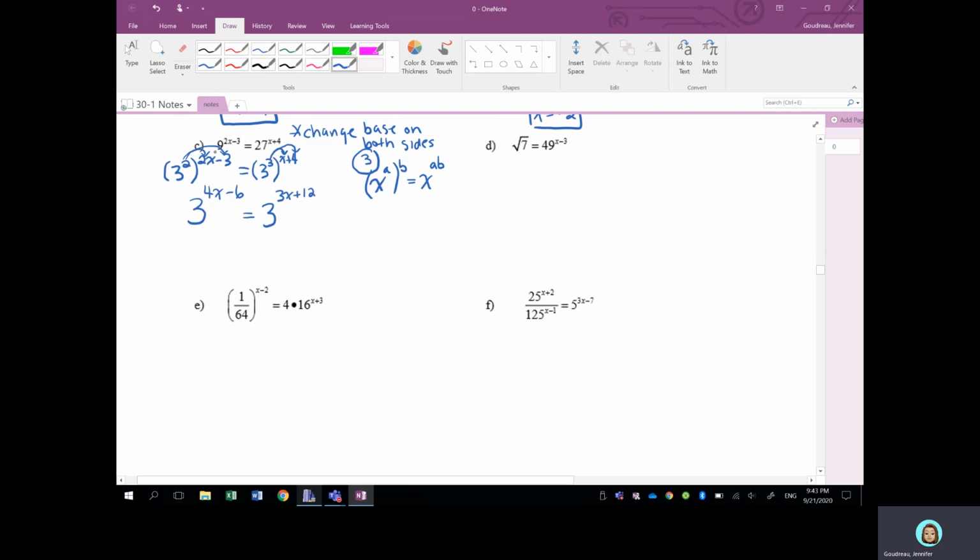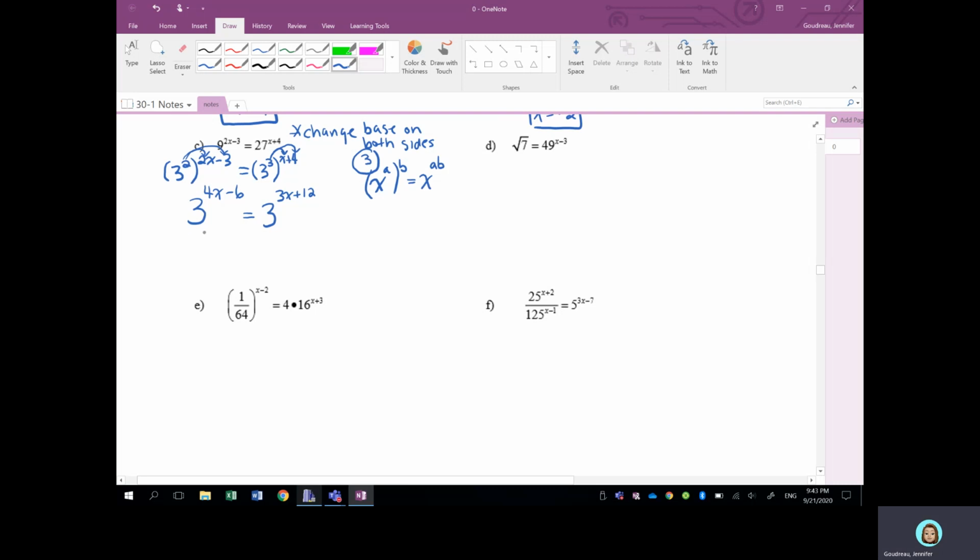Now, although the equation that we have here looks very different than the equation we have up here, it is completely equivalent. We took the 9 and replaced it with 3 squared. We took the 27 and replaced it with 3 cubed. The value of those bases are still the same. We just changed the base we were using.